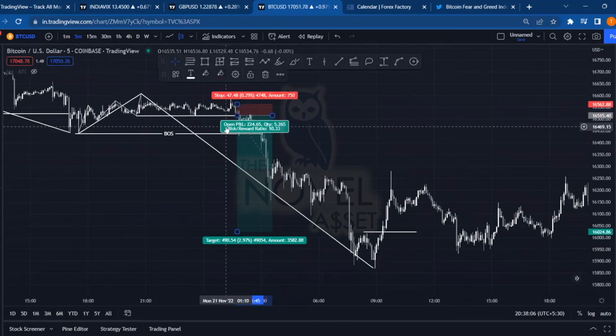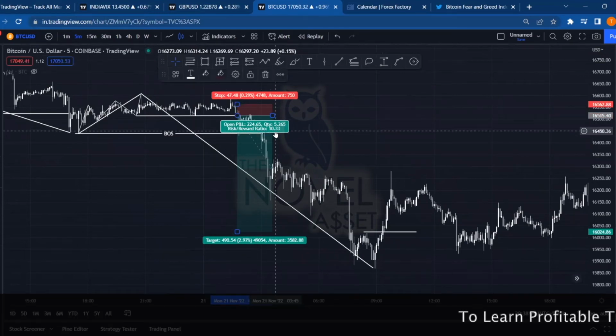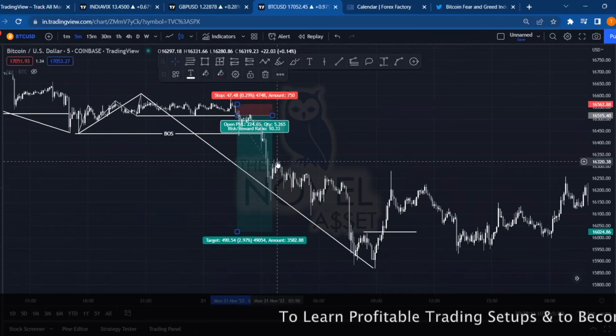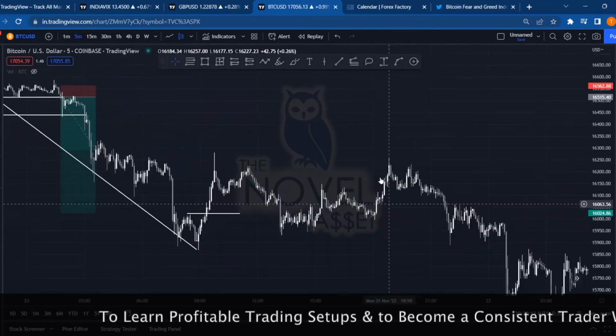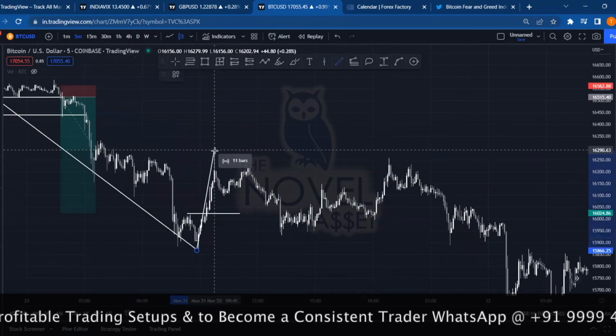Over here you can see your risk reward ratio is about 10.33, so even if you risk $100, you are making around $1,000 from that, right? And then price started correcting itself again.